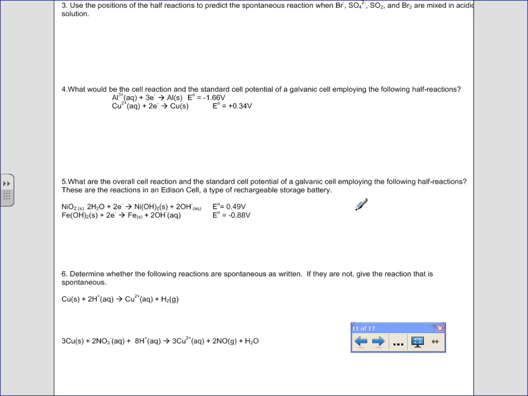In question 3, it asks us to use the positions of the half reactions to predict the spontaneous reaction when Br minus, SO4 2 minus, SO2, and Br2 are mixed in acidic solution. So this one is a little bit less straightforward.